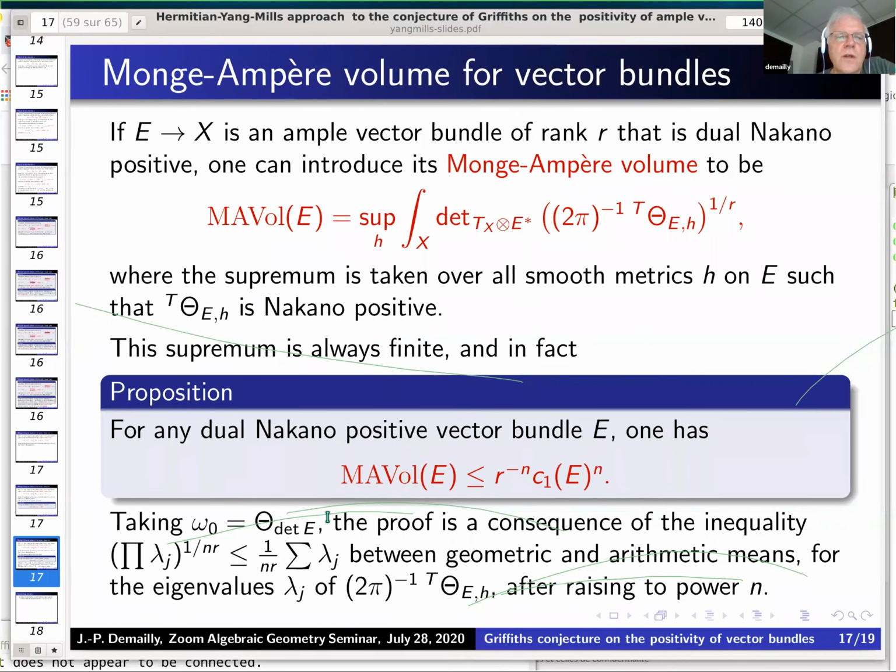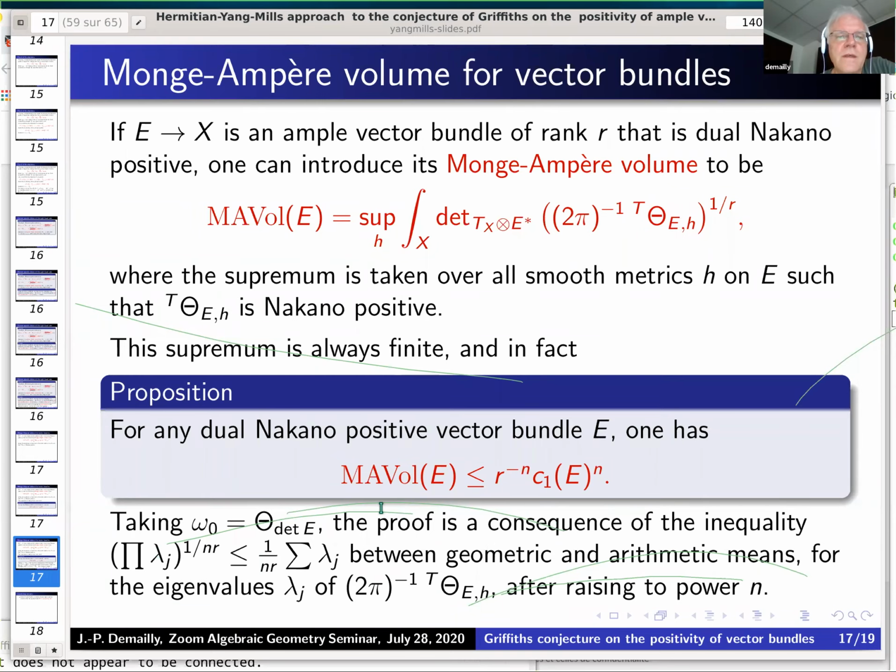In fact, it's just a consequence of the inequality between geometric and arithmetic means, because you look at the eigenvalues of this, and the determinant is just the product of eigenvalues. But then if you take the product of eigenvalues raised to the 1 over the number of terms, which is nr, the rank of TX tensor E star, then this is less than the arithmetic mean, which is 1 over nr, the sum of λj. But the sum of λj is a double trace. And taking the double trace means that you take precisely the c1 of det E. And so you get, in that case, that this term gives you exactly this right-hand side.